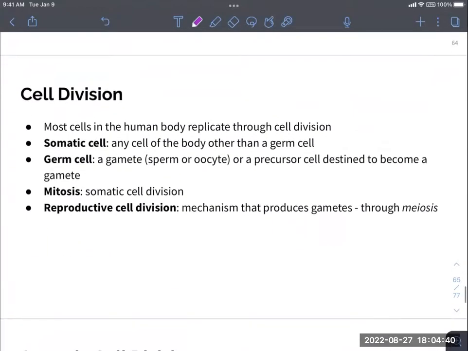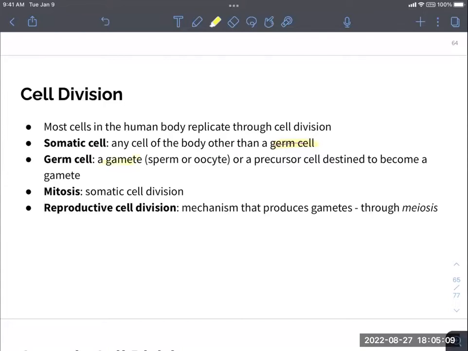Let's look at cell division. How do cells divide? So we know how DNA divides, how DNA creates new strands, RNA creates new strands. Those RNA strands are used to make proteins. Let's look at how cells divide. So most cells in the body can replicate. Most, not all. We have somatic cells, which is almost any cell in the body except for those germ cells.